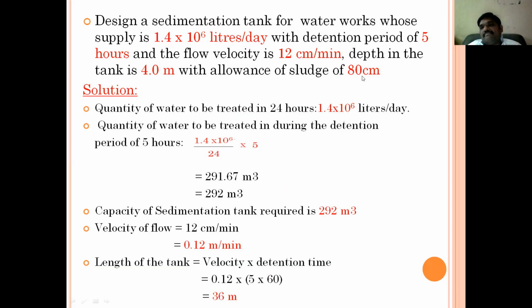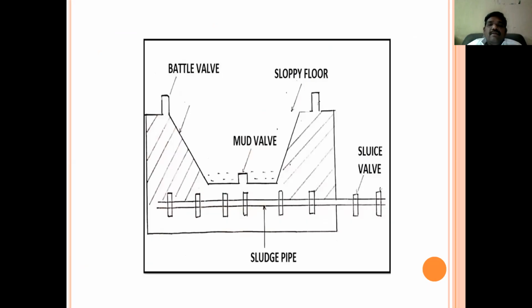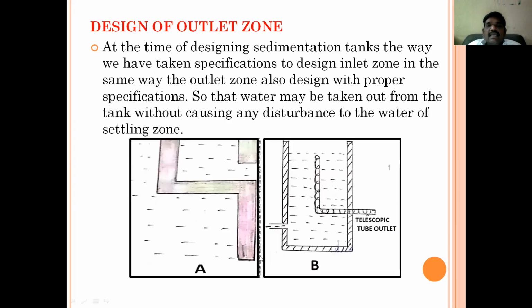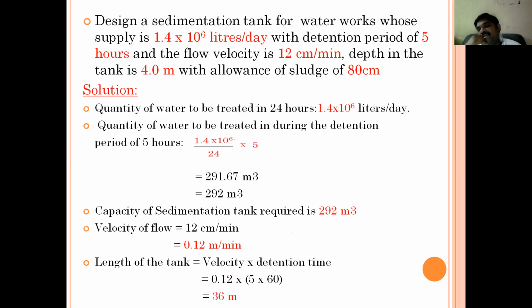What is sludge? That is semi-solid mud. What is sludge zone? We have seen, after settling of particles, the sludge will be taken off by using a sludge pipe. Did you understand? Did you remember? This is a sludge pipe. How much sludge is allowed to be there? Up to 80 centimeters. Allowance of sludge is 80 centimeters.